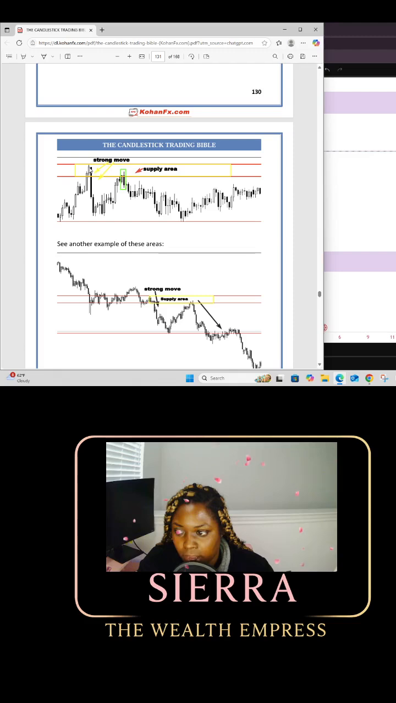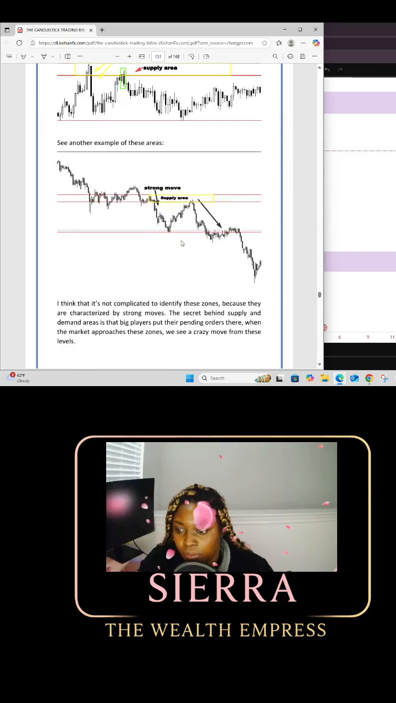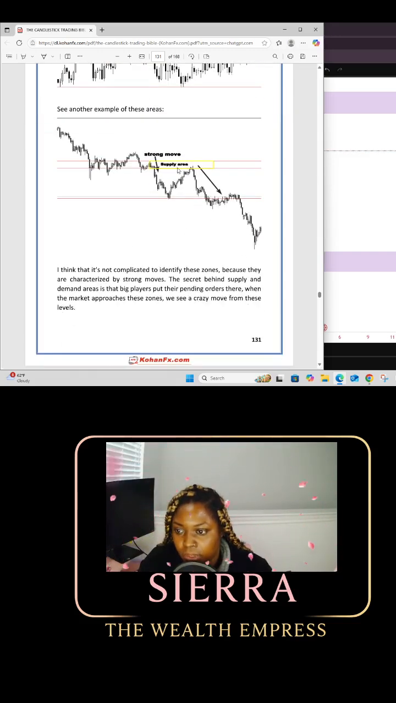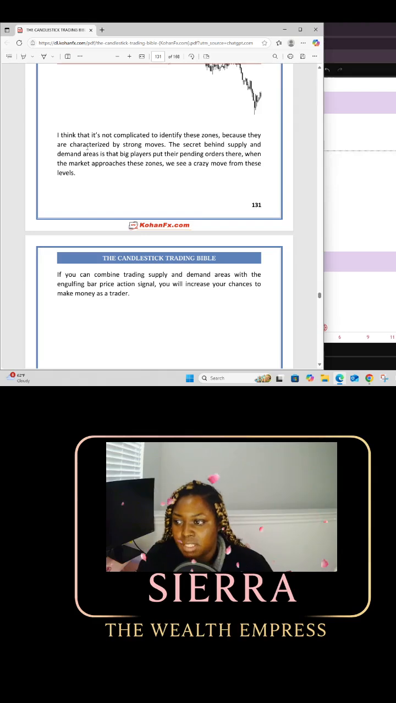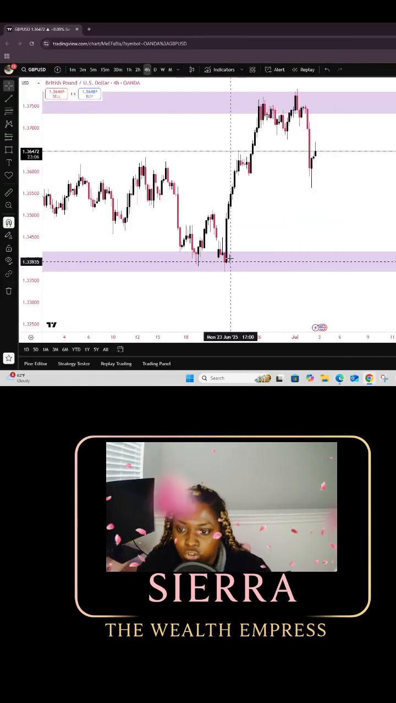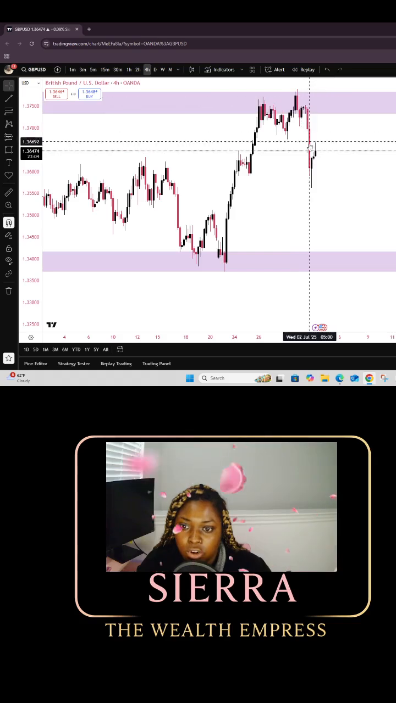Again, we have an up candle before the down move, and then price came back into the zone and it gave us an engulfing bearish candle, and then price continued to trade lower. Okay. Same thing here, but you can't really see the candlestick pattern. It says, I think it's not complicated to identify these zones because they are characterized by strong moves. So this is a strong move. This is a strong move, right?